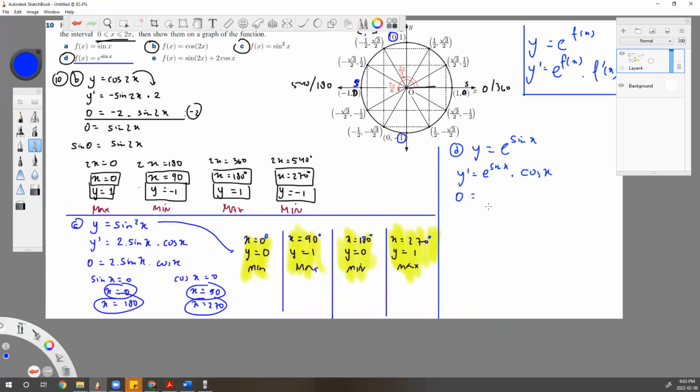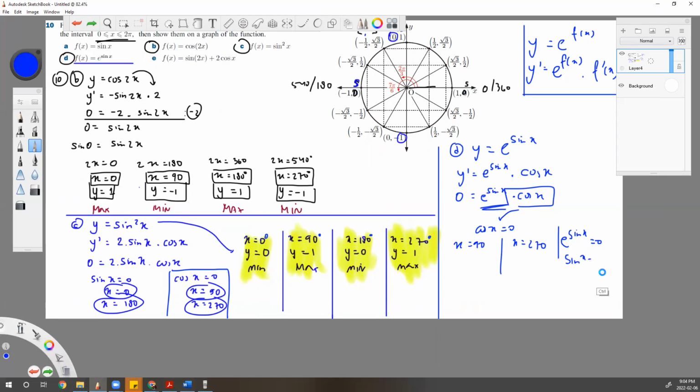e power sine x times cos x. So what we can find is only cos x. Cos x equals to 0. If cos x equals 0, we can find this. Okay, it's given, so you don't have to work twice. Work smart. 90 here as it is given. x equals 270. How about this? e power sin x equals 0. So sin x equals negative undefined. So it doesn't make sense.